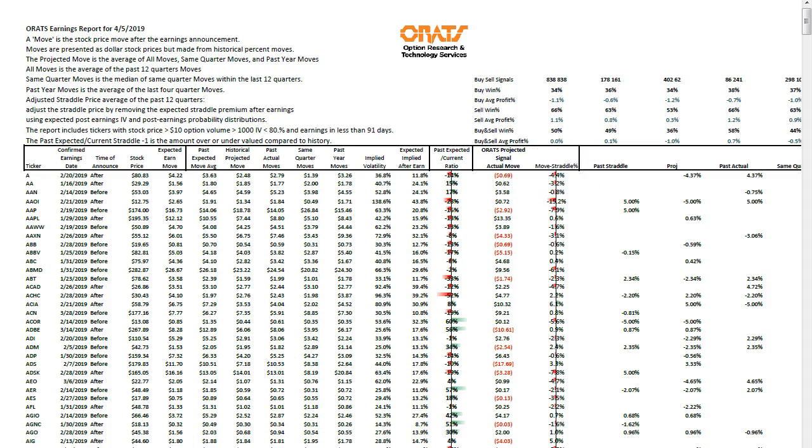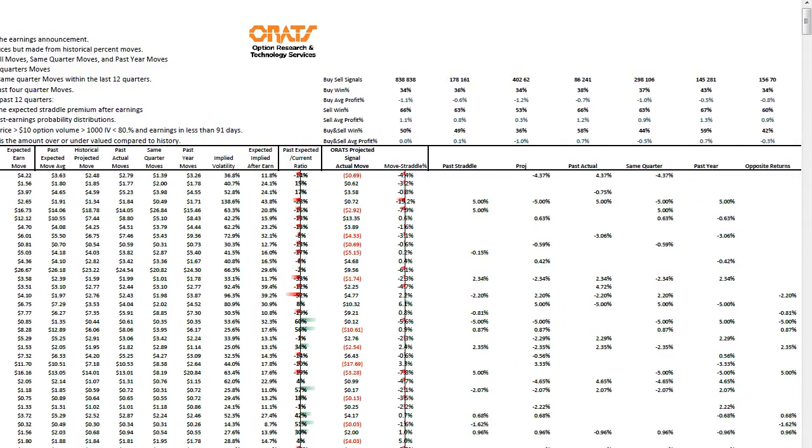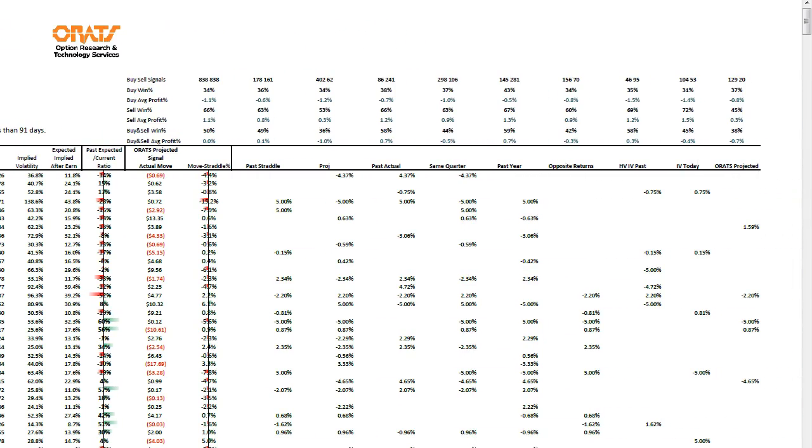What we do here, over to the right, is we're looking at various signals. So the signal that we make a comment whether it's under or overvalued is the ORAT signal. It actually had, last quarter, negative returns, and most of the other quarters it had positive returns, positive for selling and negative for buying.